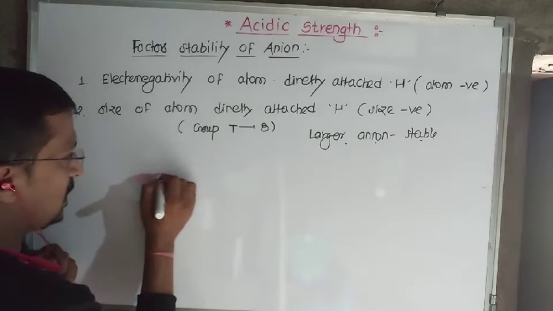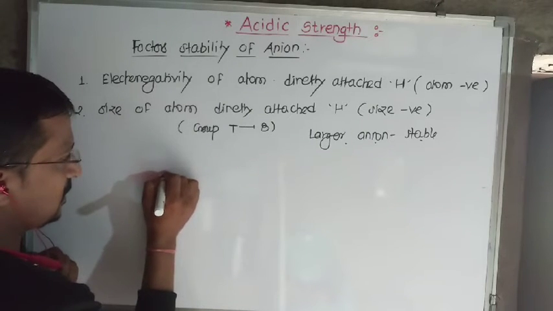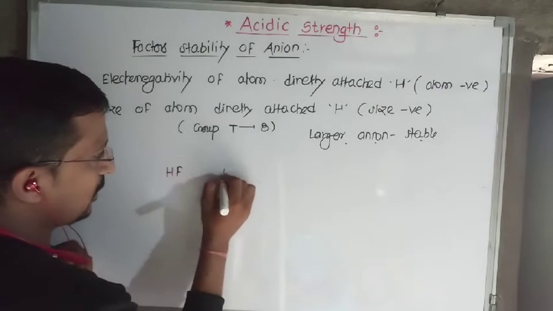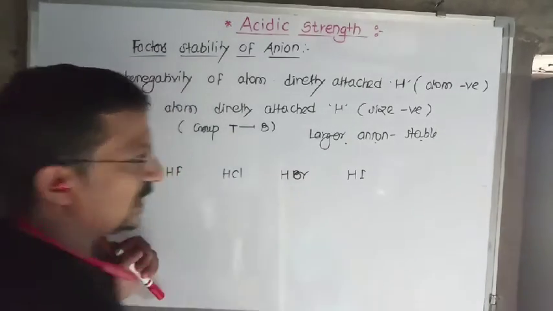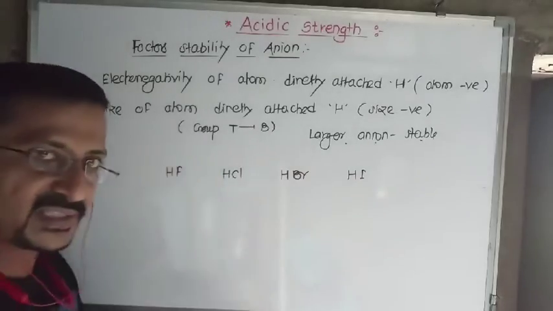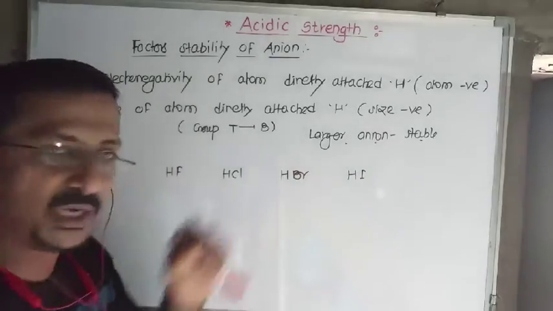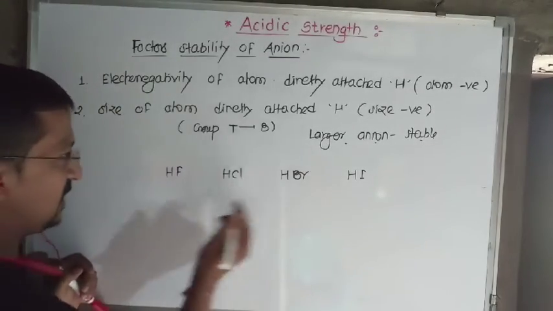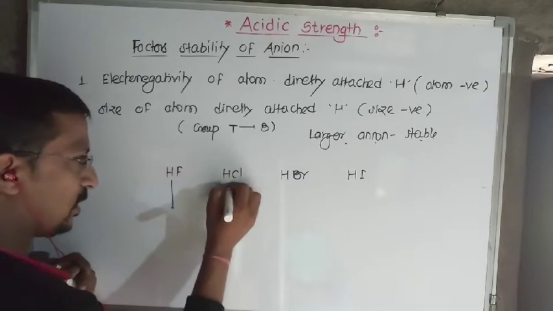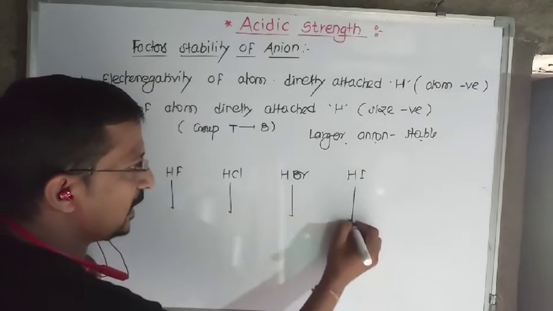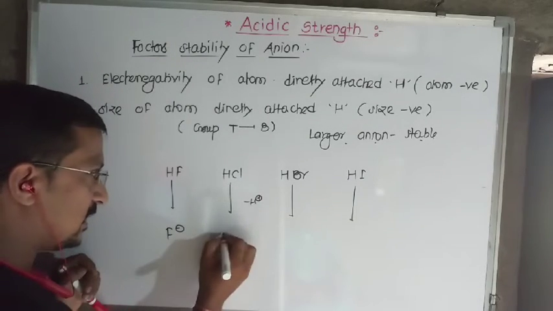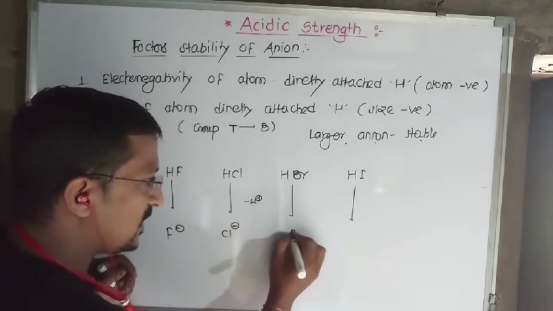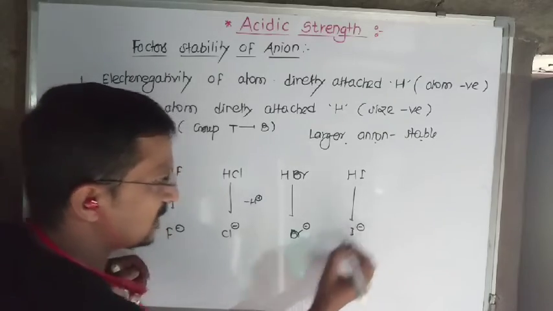So consider an example: HF, HCl, HBr and HI. This is the top to bottom sequence: fluorine, chlorine, bromine, iodine, and their corresponding acids. If you remove H plus ions in all these cases, it forms F minus, Cl minus, Br minus, and I minus.